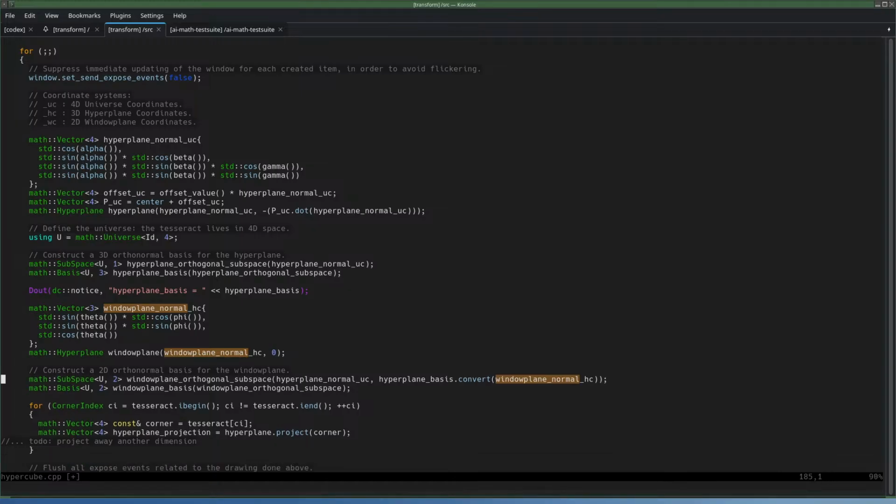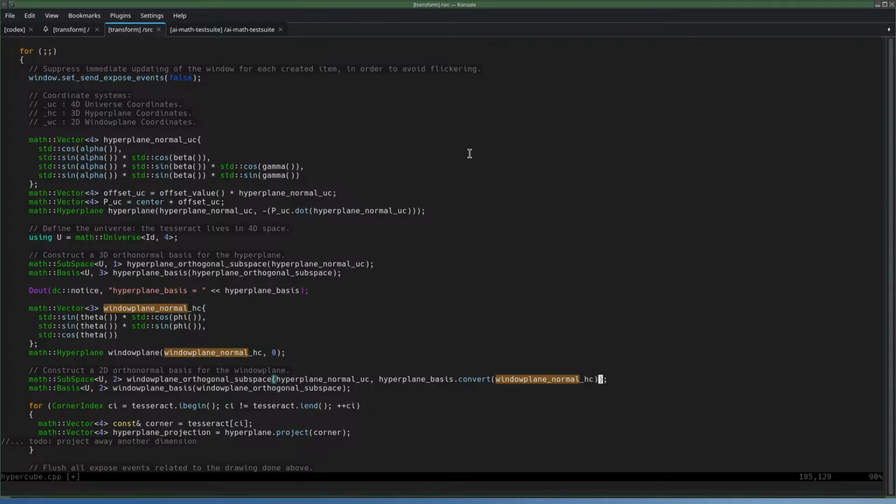I'm trying to bring that into here, as in, just like here, I want to pass a window plane normal, but it must be in universe coordinates, because this thing just takes universe coordinates for every argument. But we have this, so I must convert the underscore HC to an underscore UC.